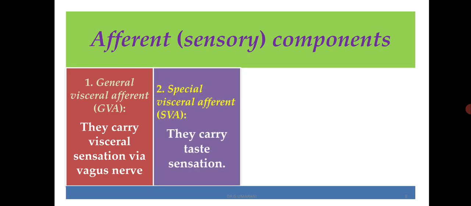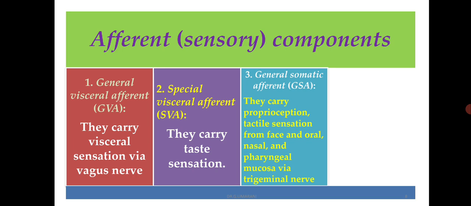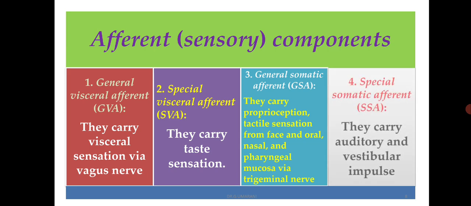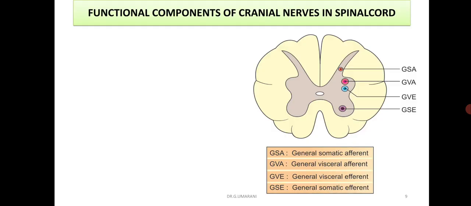And the special visceral afferent receives sensations of taste. The third one is the general somatic afferent. They carry proprioception and tactile sensations from the face and oral region, nasal region, and pharyngeal mucosa via the trigeminal nerve. And the fourth one is the special somatic afferent. They carry auditory and vestibular impulses through the vestibulocochlear nerve.